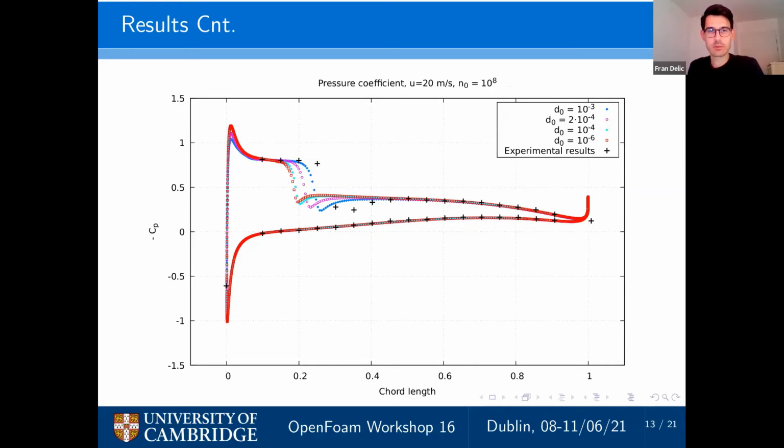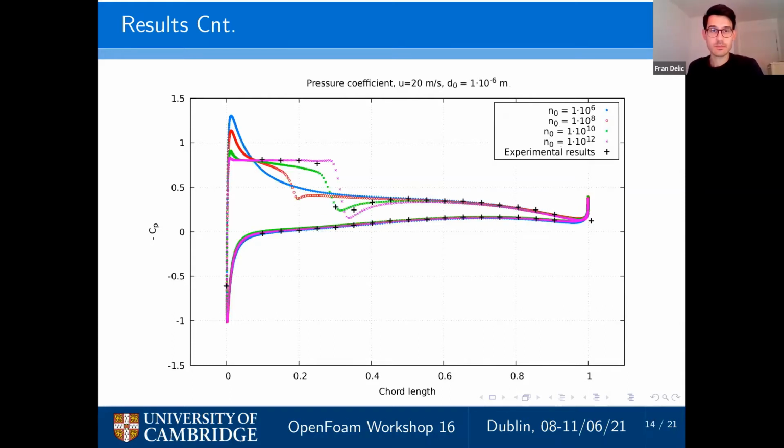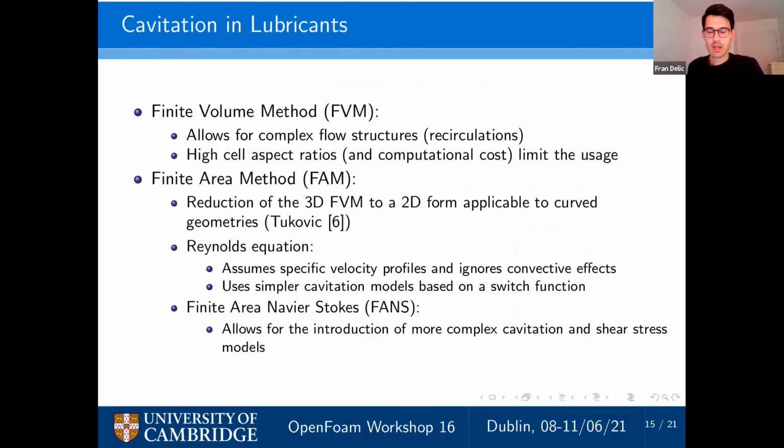We keep it constant, and we change the diameter of the bubbles, with red being the smallest diameter and blue being the largest. Here we can see the larger the bubbles, the larger the cavitating region, which makes sense. On the other hand, the bubble diameter is kept constant for this set of data, and we change the initial number of bubbles, with blue being the smallest number of bubbles, 10 to the 6th, and magenta being the largest, 10 to the 12th. Again, if we have more bubbles, the cavitating region is larger. So good, the model seems to work for lubrication, for cavitation of the hydrofoil.